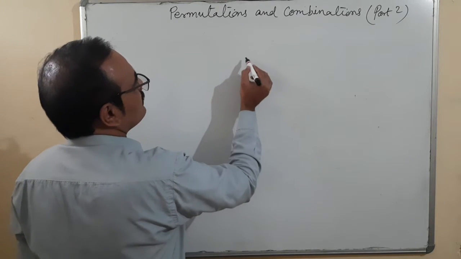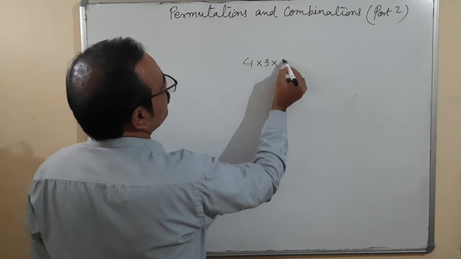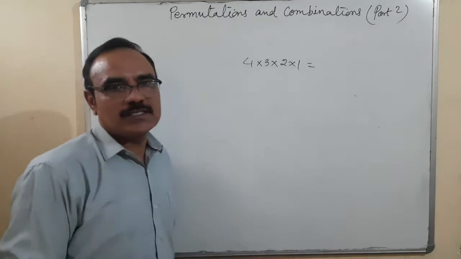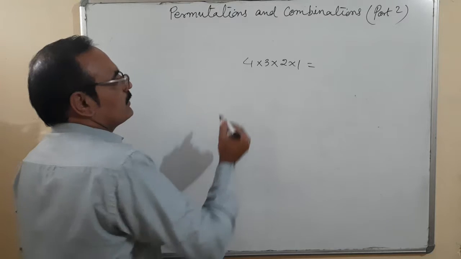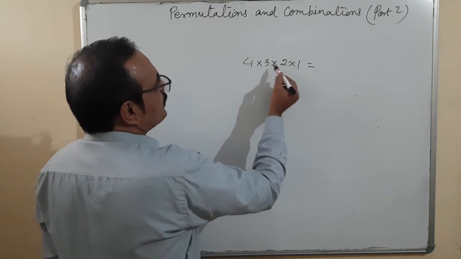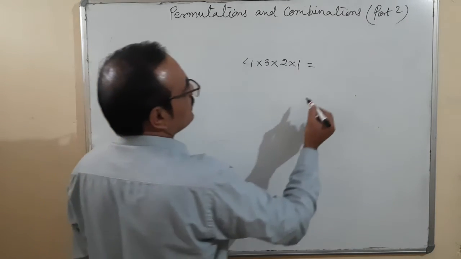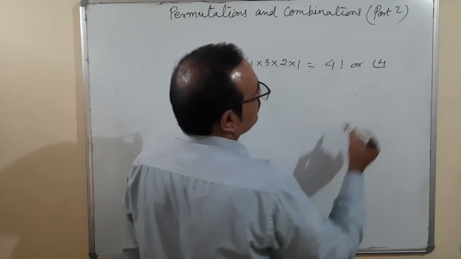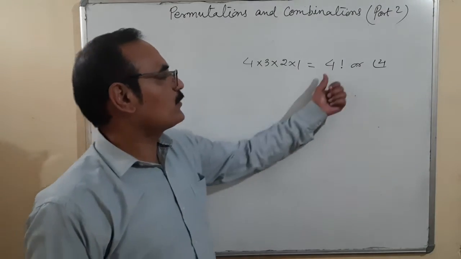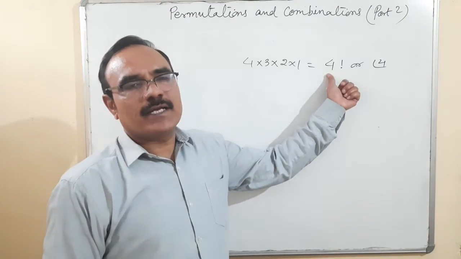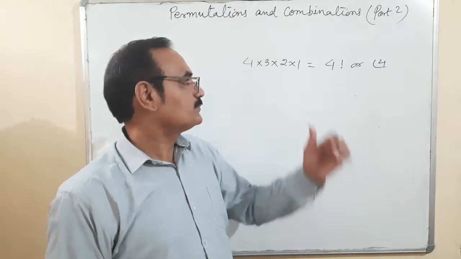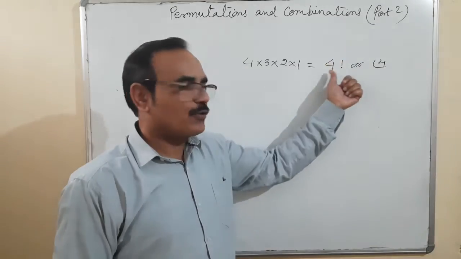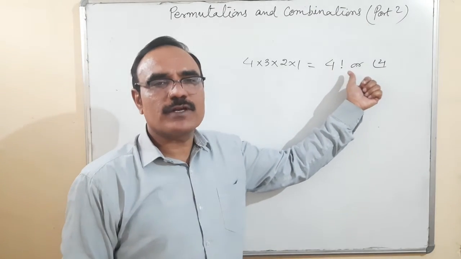Numbers are coming like that: 4 multiply 3 multiply 2 multiply 1. In this series you are observing that these type of numbers are coming. So this is actually 1 into 2 into 3 into 4. This can be written as 4 factorial or factorial 4. And what is the meaning of this factorial? That means the product of first 4 natural numbers. Factorial 4 means the product of first 4 natural numbers.